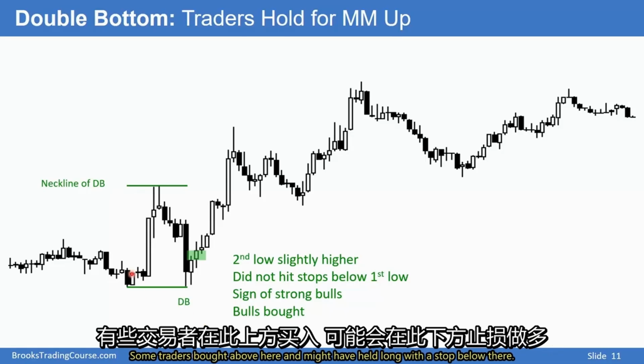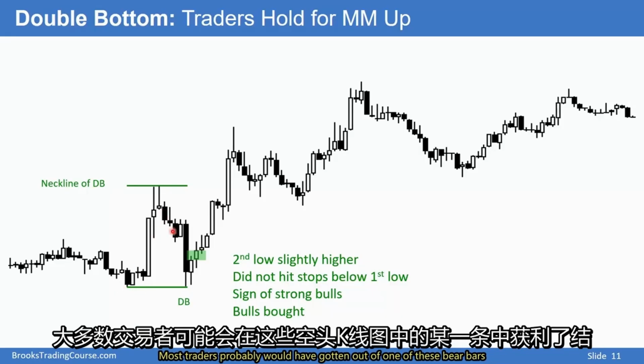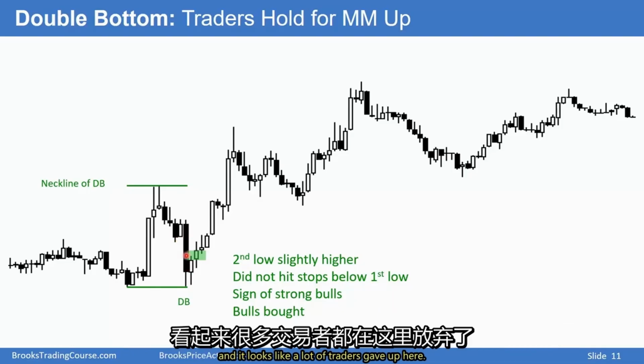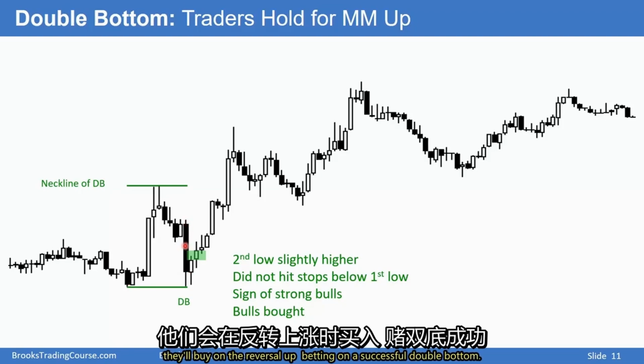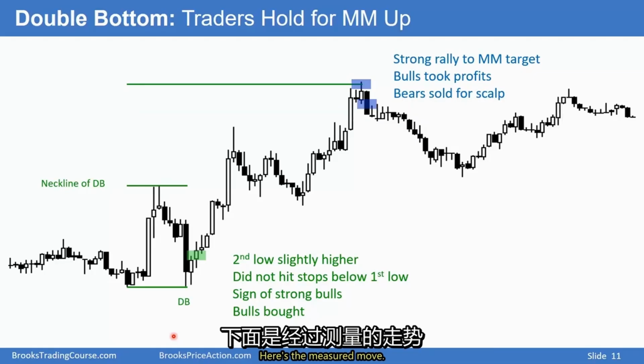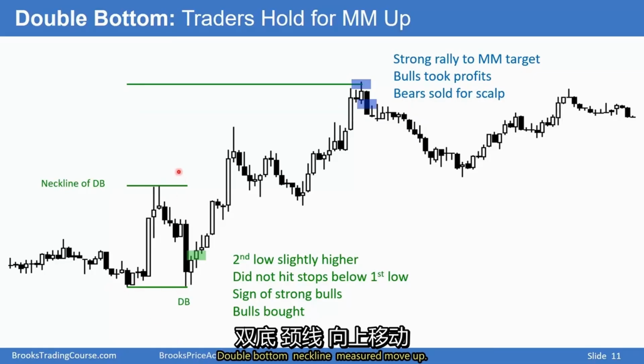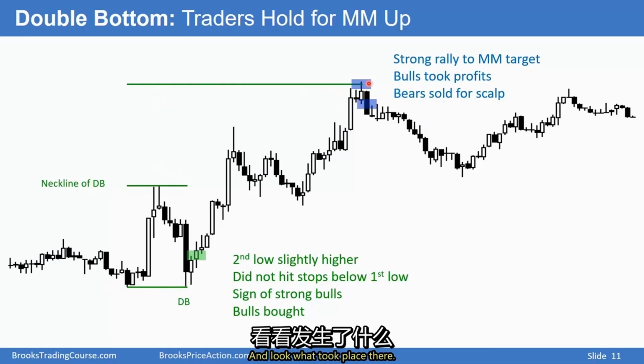Some traders bought above here and might have held long with a stop below there. Most traders probably would have gotten out below one of these bear bars, and it looks like a lot of traders gave up here. Yet, the market stayed above that low. If traders did exit their longs, they'll buy on the reversal up, betting on a successful double bottom. Here's the measured move. Double bottom, neckline, measured move up. And look what took place there.